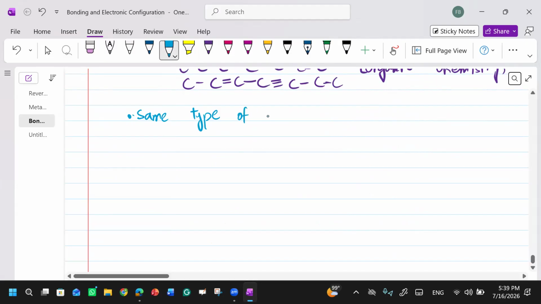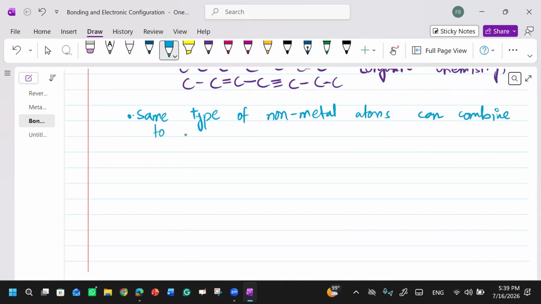Same type of non-metal atoms can combine to form a covalent bond. Clear?